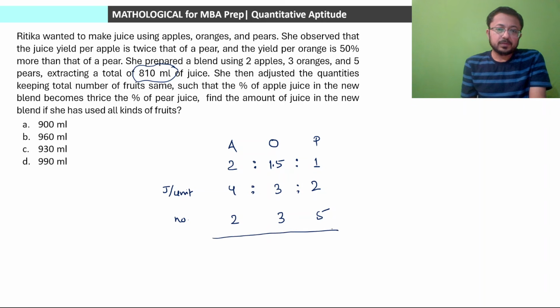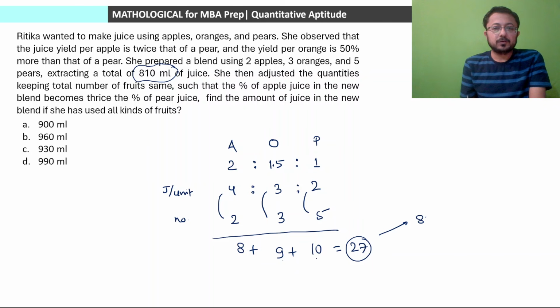तो कितने यूनिट हो जाएगा? 4 is the number of juice per unit in apple and number of apples is 2. तो 4 into 2 is 8, plus 3 into 3 is 9, plus 5 into 2 is 10. Total juice prepared is 10 plus 9 plus 8, 27 units. And 27 units का value is equal to 810 ml. यानी कि 1 unit juice is equal to 30 ml.